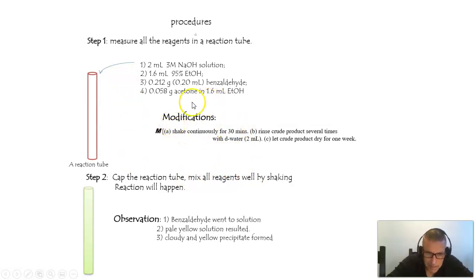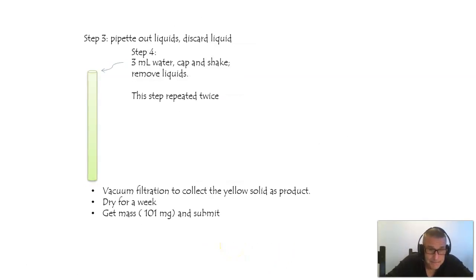This is a modification. If you're writing up the lab report, we always list our modifications to the standard procedure. The reaction will happen. Benzaldehyde will go into solution. You'll get a pale yellow solution resulting, and a cloudy yellow precipitate should form. Remember, we predicted the product would have a yellow color by that extended conjugation ending in a heteroatom.